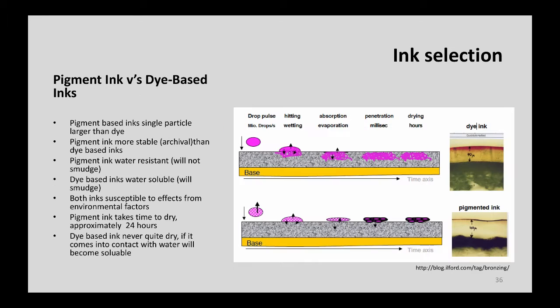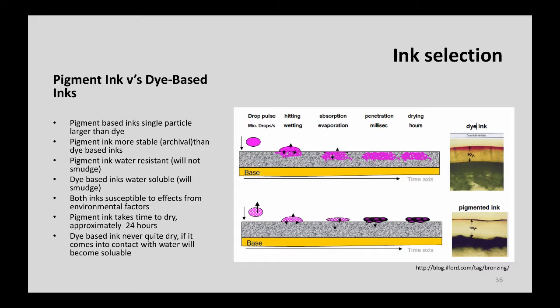Okay. So lastly, just let's have a think about pigment and dye-based inks. The Epson printers use pigment inks. They're absolutely more stable. They're a single particle of pigment in solution. Pigment inks are absolutely more archival, and they always will be, and they're water resistant, so they won't smudge. So dye-based inks are soluble. They'll smudge. So if they get water spilt on them or they get damp, they will smudge.